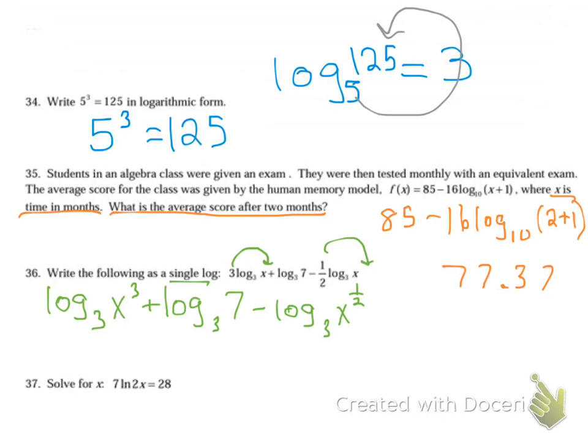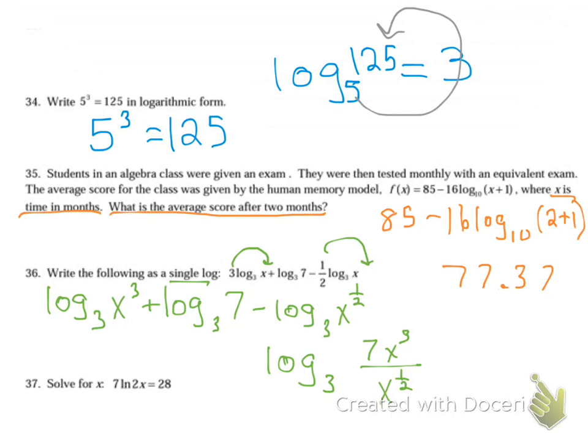Now I double check all the logs have the same base, so I'm going to rewrite it as one single log of base 3. When they're being added, like x to the third and 7, I can multiply them. I'm not going to write x to the third times 7 because we write the coefficient and then the variable. Okay. Now when it's subtracted or has a minus in front of it, it's going to go on the bottom of the fraction. So x to the 1/2. Okay.